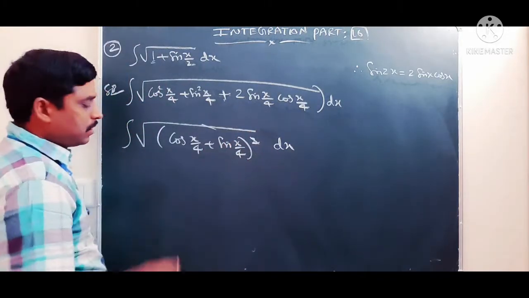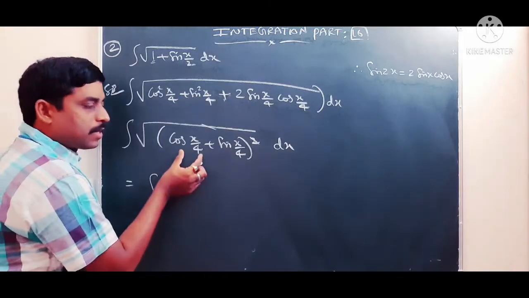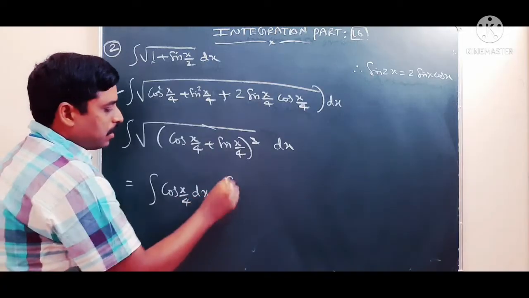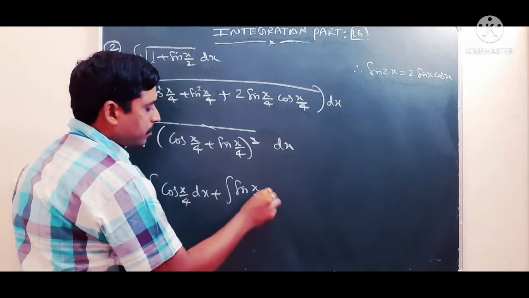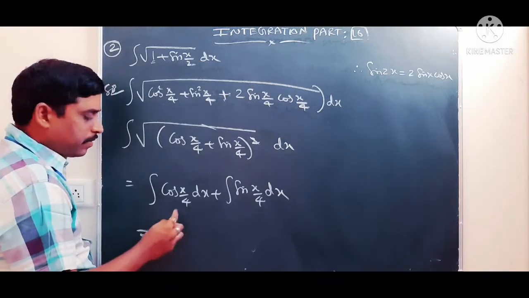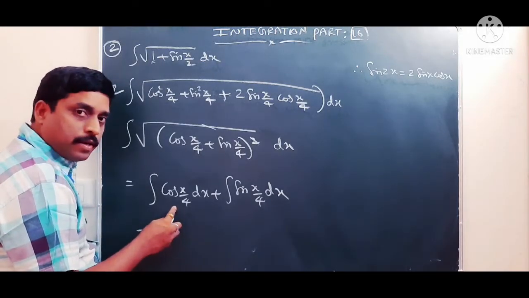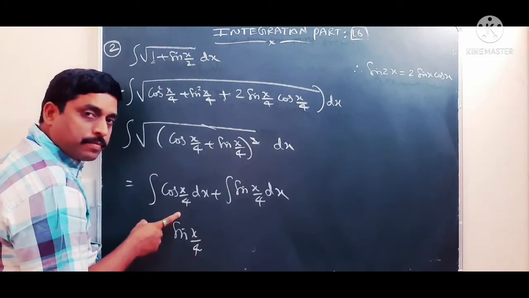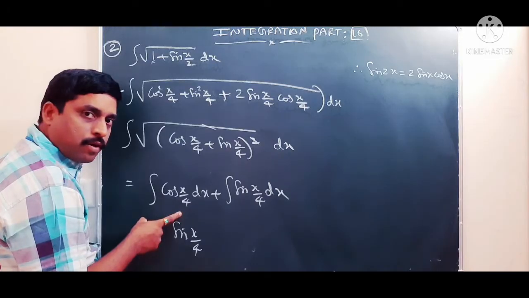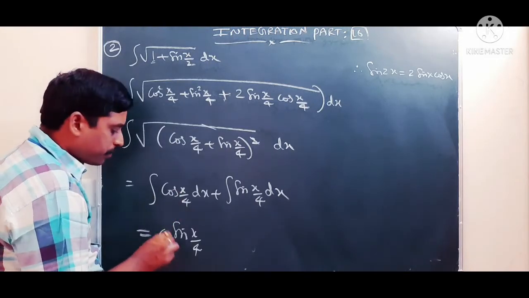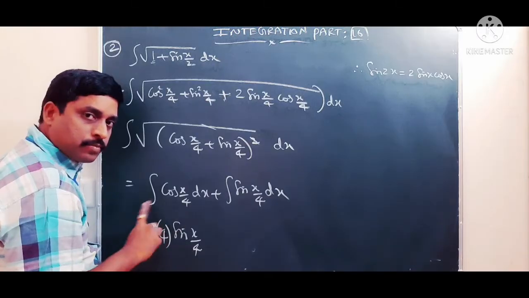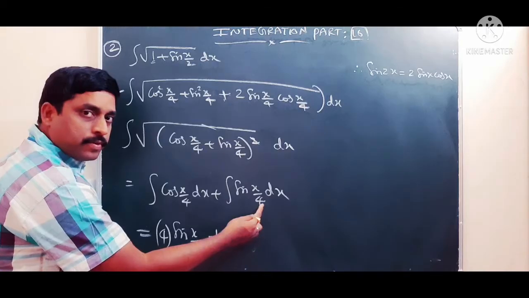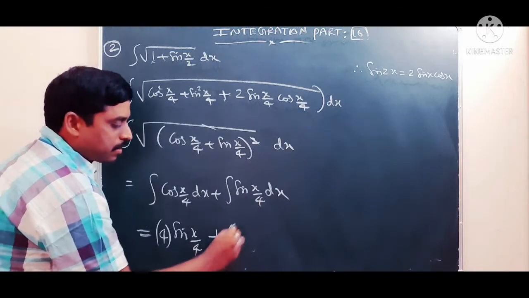Now the root square gets cancelled. So integral cos x by 4 dx plus integral sin x by 4 dx. Integral of cos x by 4: the integral of the cosine function is sin x by 4. But the derivative of x by 4 is 1 by 4, so the integration is into 4, because derivative and integration are reciprocals. Next, integral sin x by 4 will be minus cos x by 4.